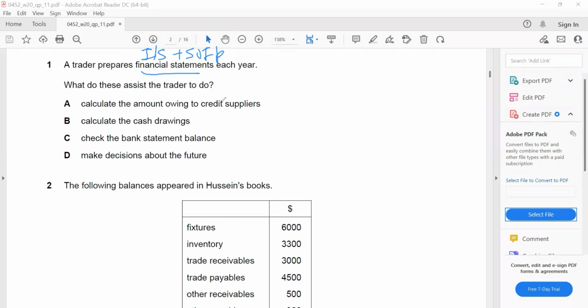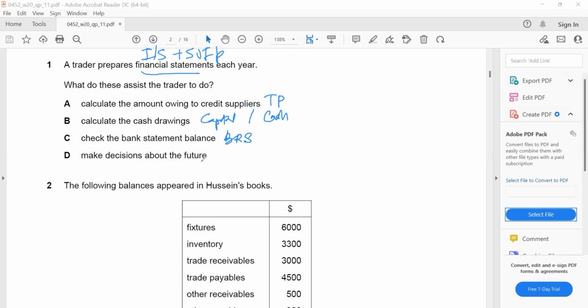First, calculate the amount owed to credit suppliers. This one you can use the trade payable. Calculate the cash drawings. This one you can use the capital account or cash account. Check the bank statement balance. This one you can use the bank reconciliation statement.